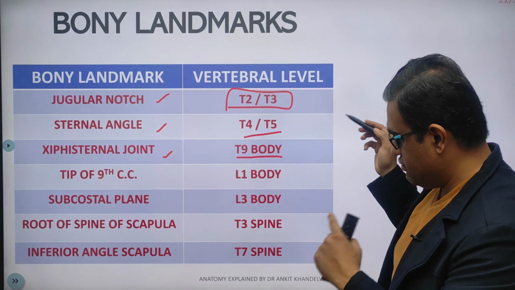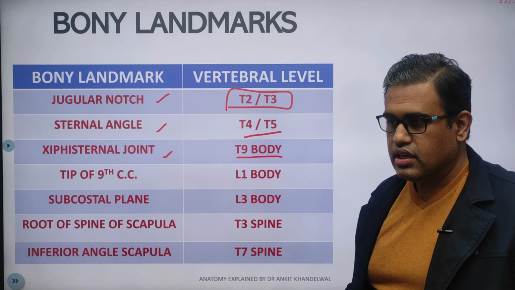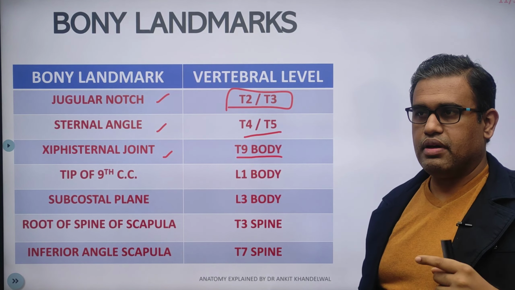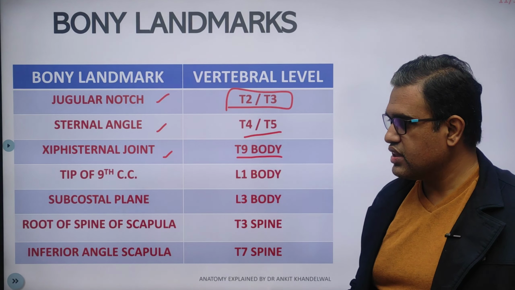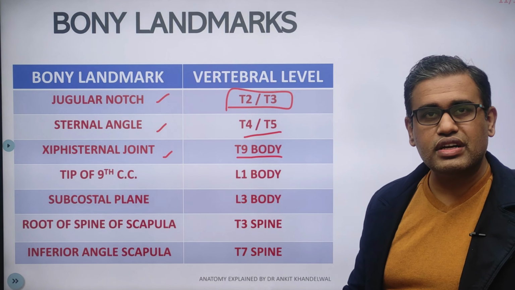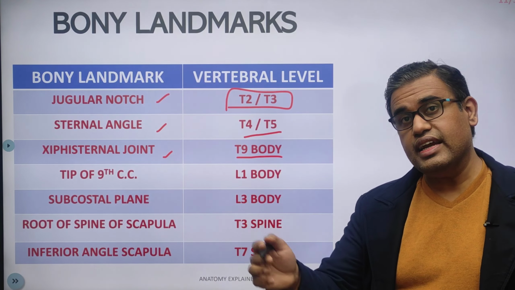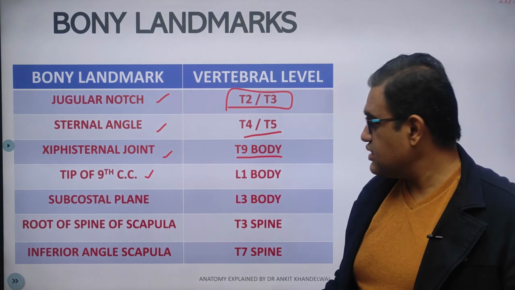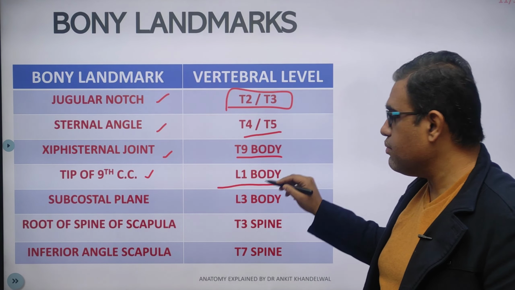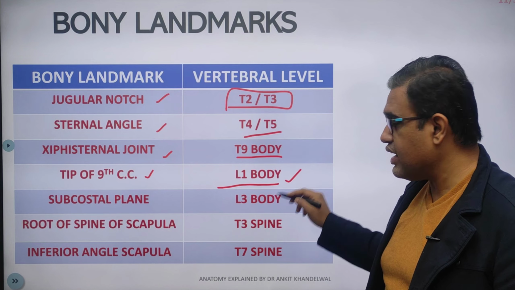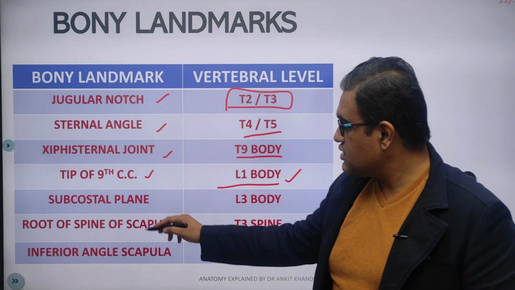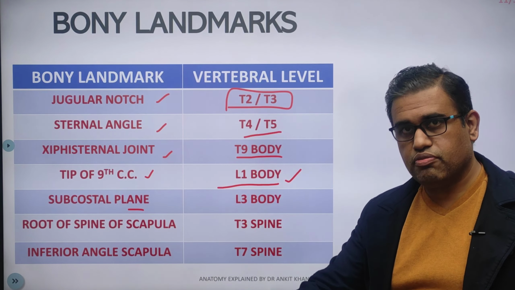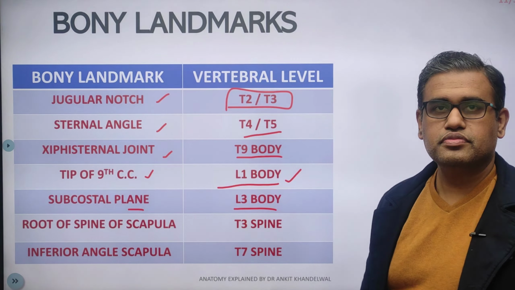So all these things are going to be useful when you are seeing investigative procedures like an MRI or CT scan. You should know that if you are taking a section at this vertebral level, then what are the things we are going to see anteriorly. Then the tip of the 9th costal cartilage, that is actually our transpyloric plane, L1 body. A very, very important plane in the abdomen we study. Then the subcostal plane, where the costal margin finishes off below, is around L3.